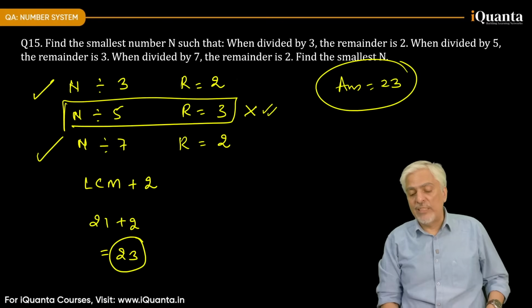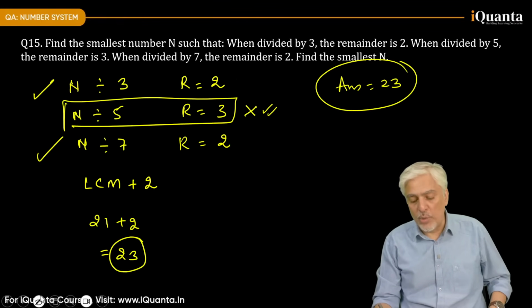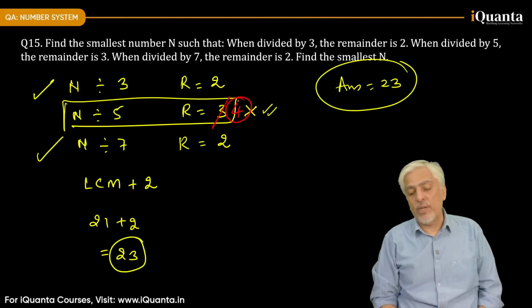Okay, I'm going to make one small change in this question. And then you all tell me what is the answer. What if I make this 3? New question. What if I make this 3 as 4? ये 3 के बदले में अगर 4 आएगा तो what will be the answer?